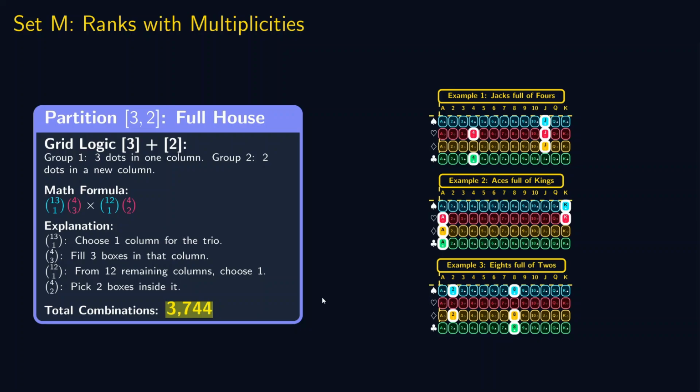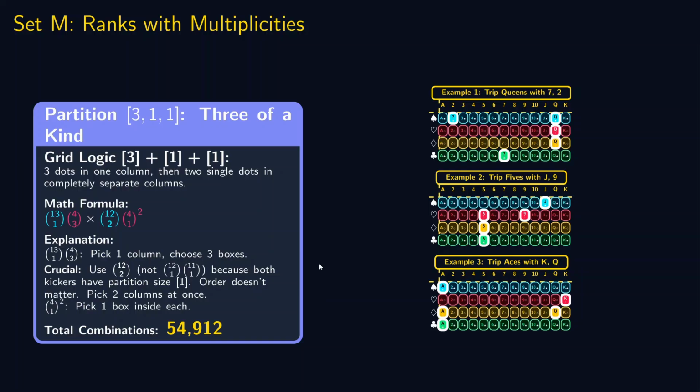We now arrive at the fourth partition, which we write as 3 plus 1 plus 1. This is the three-of-a-kind hand. In the grid, this hand uses 3 separate columns. The first column has 3 of its 4 boxes filled. That is the three-of-a-kind rank. The second column has exactly 1 box filled. The third column also has exactly 1 box filled. So you have 1 column with a group of 3 dots, and then 2 separate columns each carrying a single lone dot. Those 2 single dot columns are the kicker cards, the extra cards that round out the hand without contributing to any matching pattern.